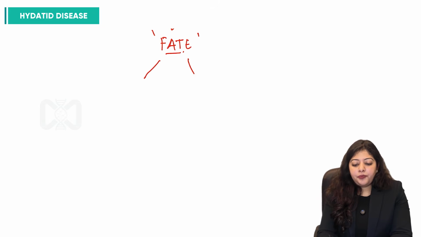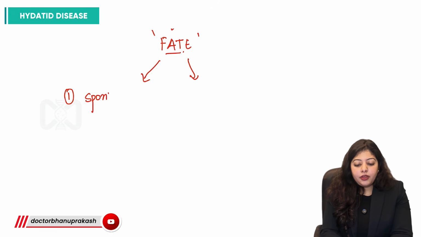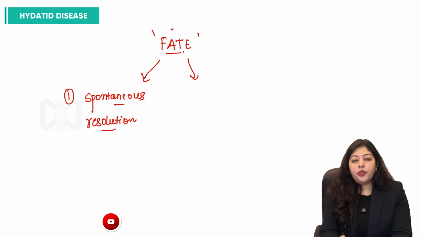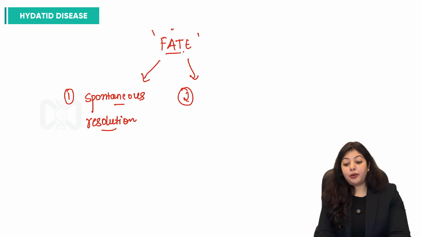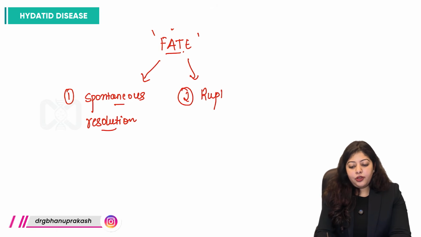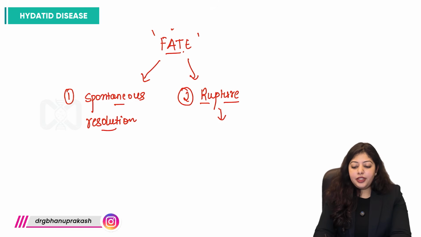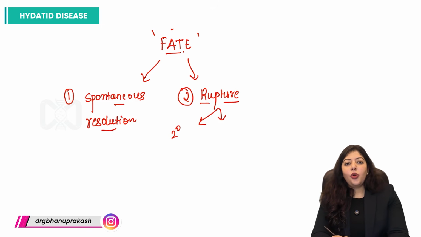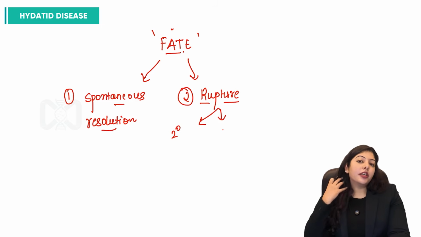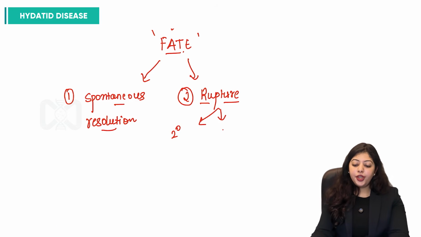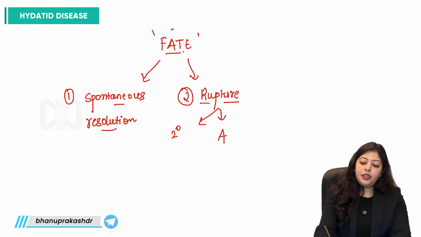Firstly, they can get spontaneously resolved, spontaneous resolution can occur, right? Or secondly, there can be rupture. One result of rupture we have already discussed is the formation of secondary cysts, right? Or what hazardous complication can occur because of that rupture? It can be anaphylaxis.